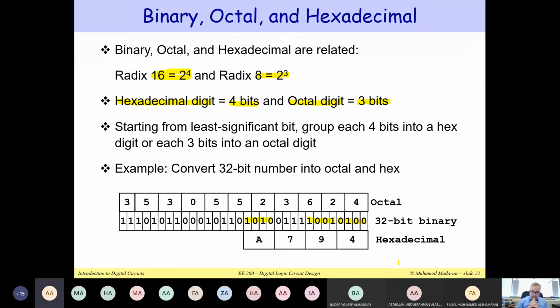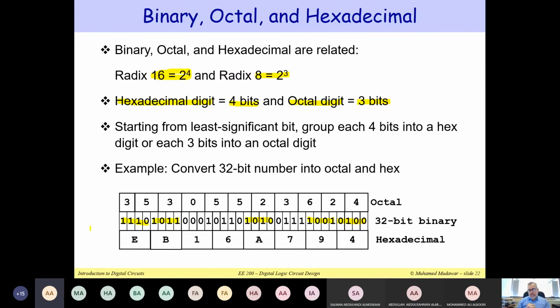0110 is 6. Okay, good. Next one, 1011. That is B, which is 11. Excellent. And finally, I have 1110. It is E. E is 14, right? That's the number 14, so it's E.